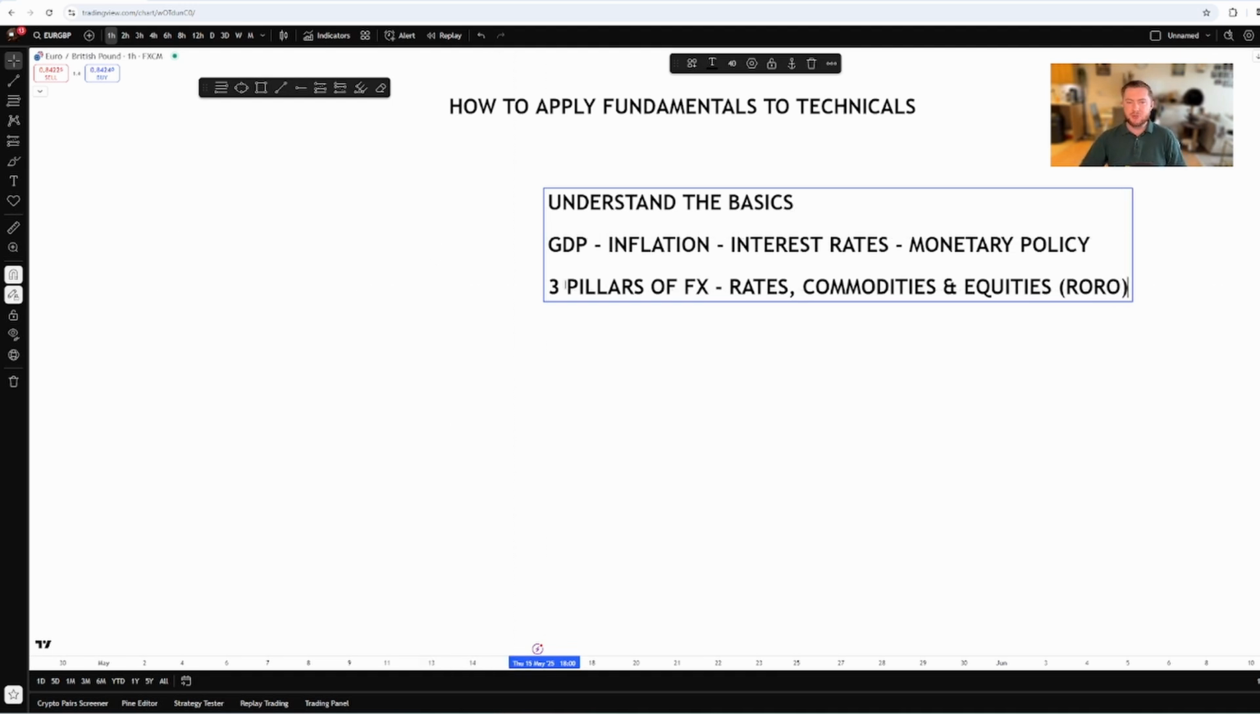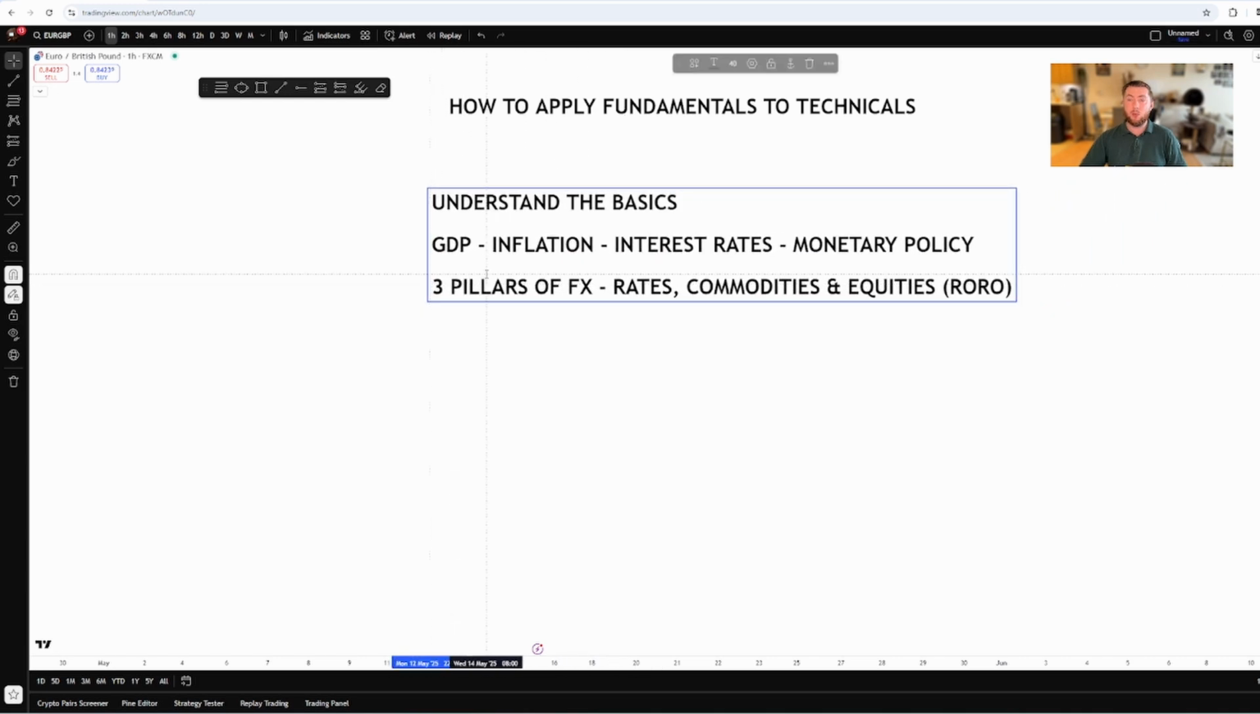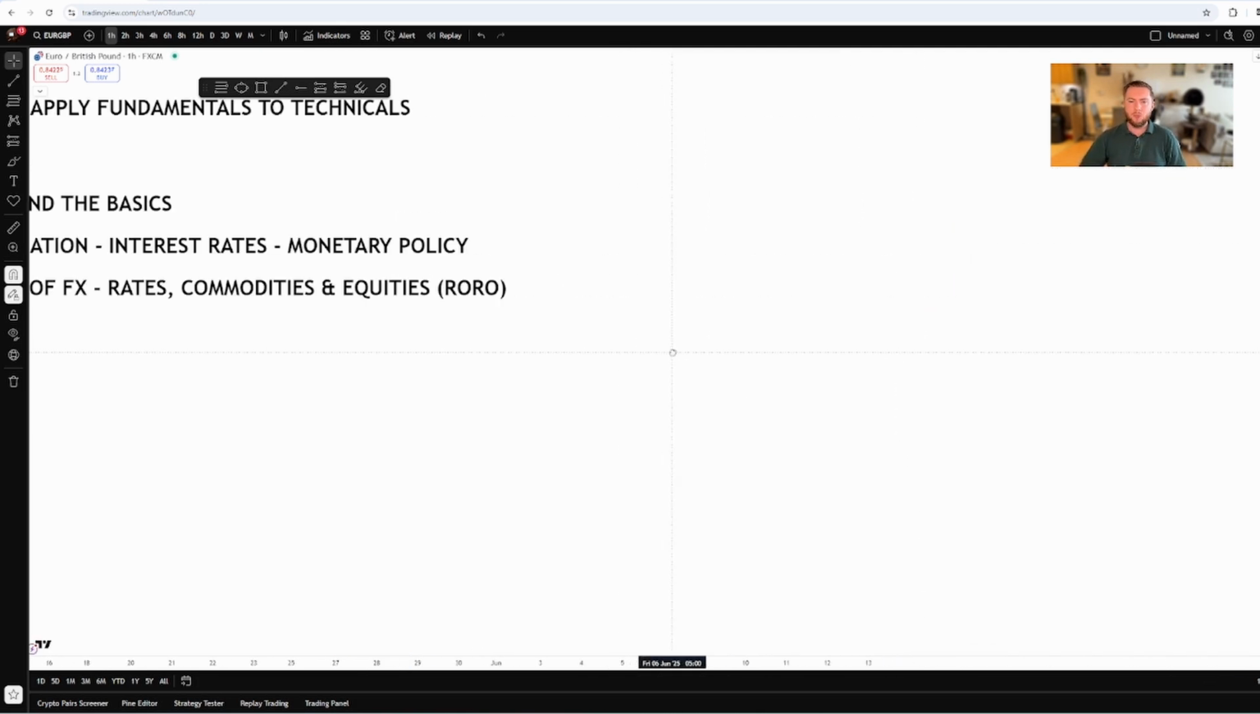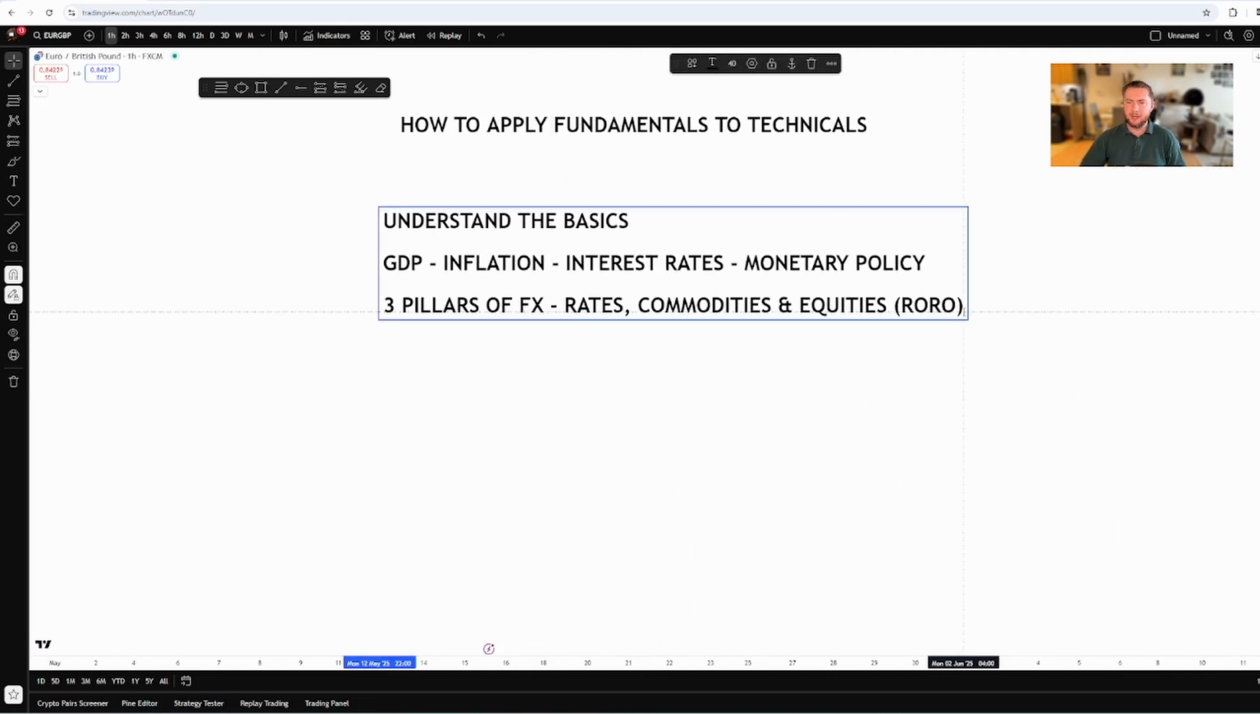Those are the main three things we must be thinking about when trying to apply technicals to fundamentals, right? So let's start off with what we should be roughly focused on here. Now, understand the basics. What do I mean by understand the basics? I don't mean, for example, what is GDP and then that's it, or inflation is the change in prices of goods.